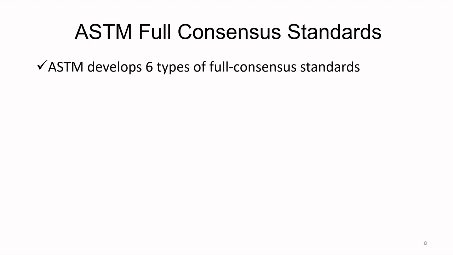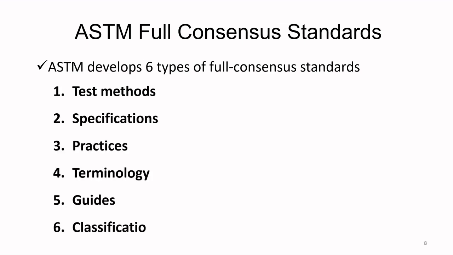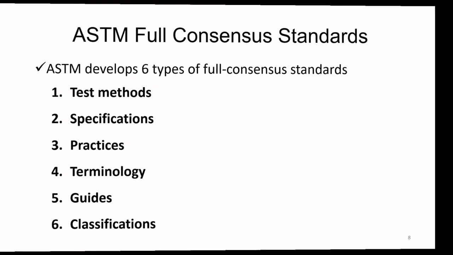Now, ASTM has developed six types of full consensus standards. One is test method, second is specifications, third is practices, fourth is terminology, fifth is guides, and sixth is classifications. And these six types of full consensus standards form a comprehensive package, a comprehensive treatment of standards in such a way that it helps any organization run in a very structured format, and we'll see how.